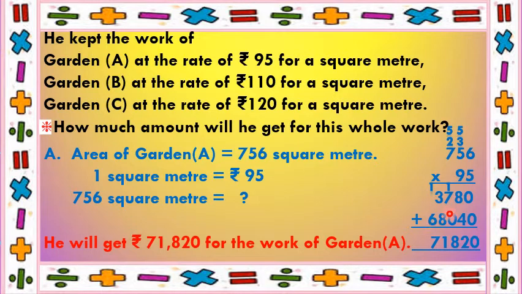Now we will add these two numbers. 0 plus 0 is 0, 8 plus 4 is 12. Put 2 down, carry 1, 7 plus 1 is 8. 8 plus 3 is 11. Put 1 down and carry 1. 6 plus 1 is 7. So, he will get rupees 71,820 for the work of garden A.